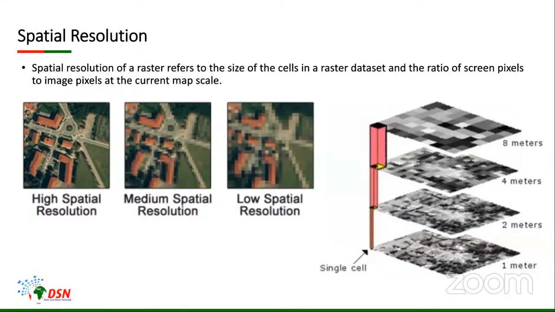So what do I mean? The higher spatial resolution you're looking at consists of 30 pixels, while the medium consists of 60 pixels and the low consists of 100 pixels. So it's just a way for you to understand how spatial resolution works. The higher your pixel, the lower your spatial resolution.